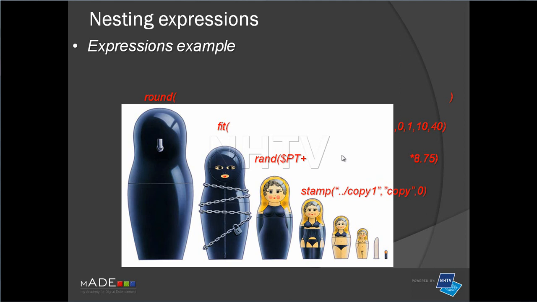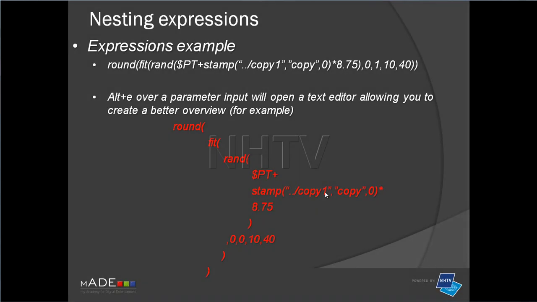That's going to generate a number. It's going to be placed inside of the fit. This one is going to be generated. You have a number inside over here, and that's going to be rounded. And then you have your end result. So this gives you a little bit the structure of how it looks. Now, if you want a better overview of how this whole expression looks, you can always use Alt-E over a parameter, and that will open up a window so you can type it in a more, let's say, readable way.